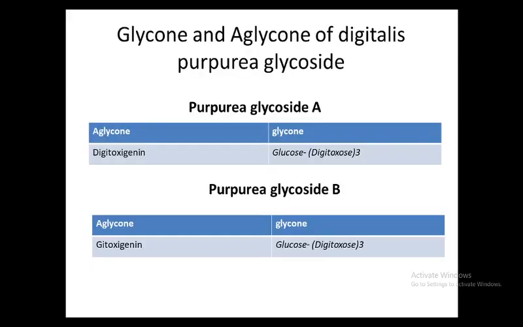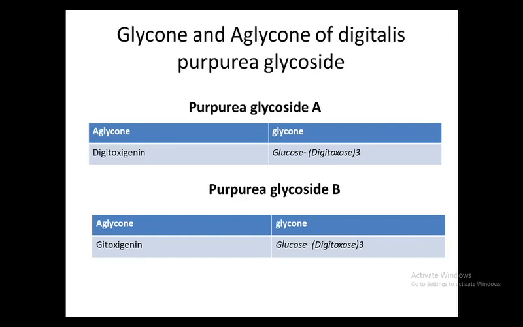Just see the glycone and aglycone of Digitalis purpurea glycosides. This question will be asked in GPAT. There is more probability of a question based on this particular point. So first is purpurea glycoside A, which we have already studied. The aglycone of purpurea glycoside A is digitoxigenin.